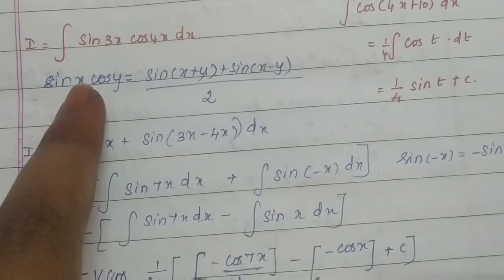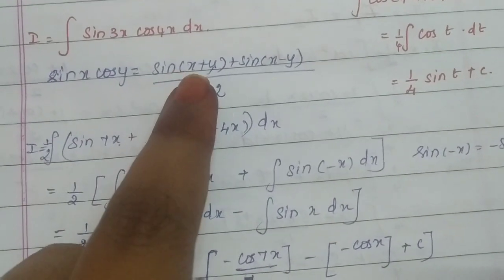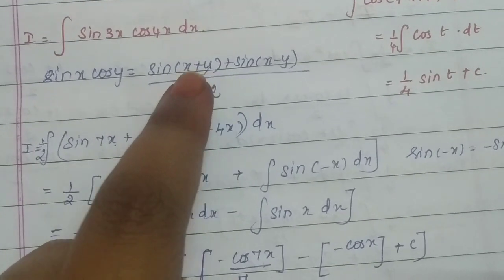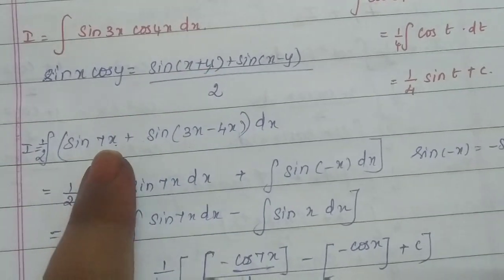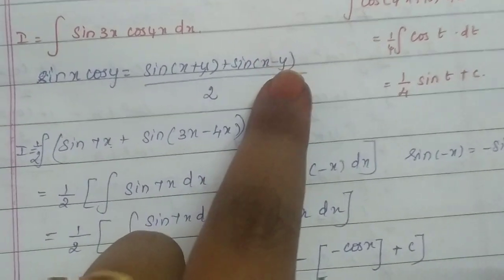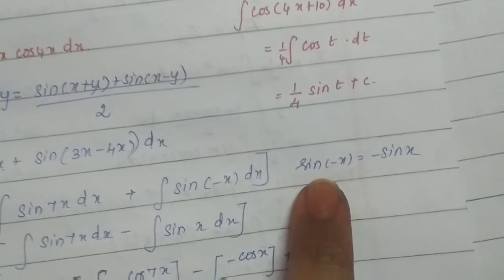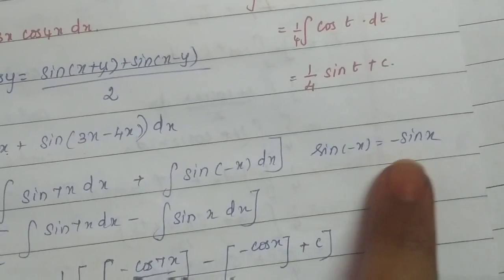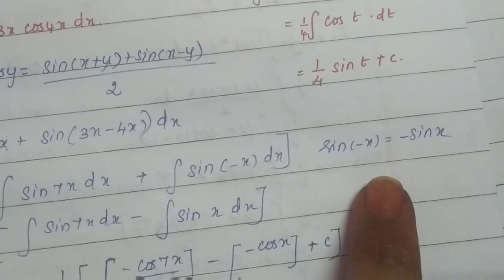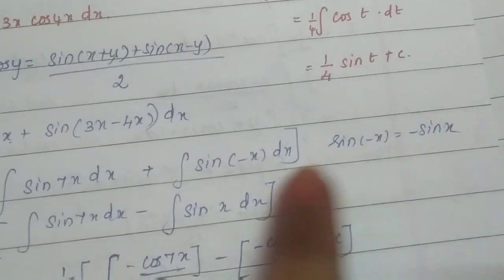Now here in the place of x we have 3x, in the place of y you have 4x. So when you add it, this is 3x, this is 4x. Therefore 3x plus 4x is nothing but 7x. 3x minus 4x is nothing but minus x. That's what I have written here. We know that in 11th standard you have learned sin of minus x is minus sin x. Cos of minus x is nothing but cos x. Since it is sin of minus x, you are writing minus sin x.